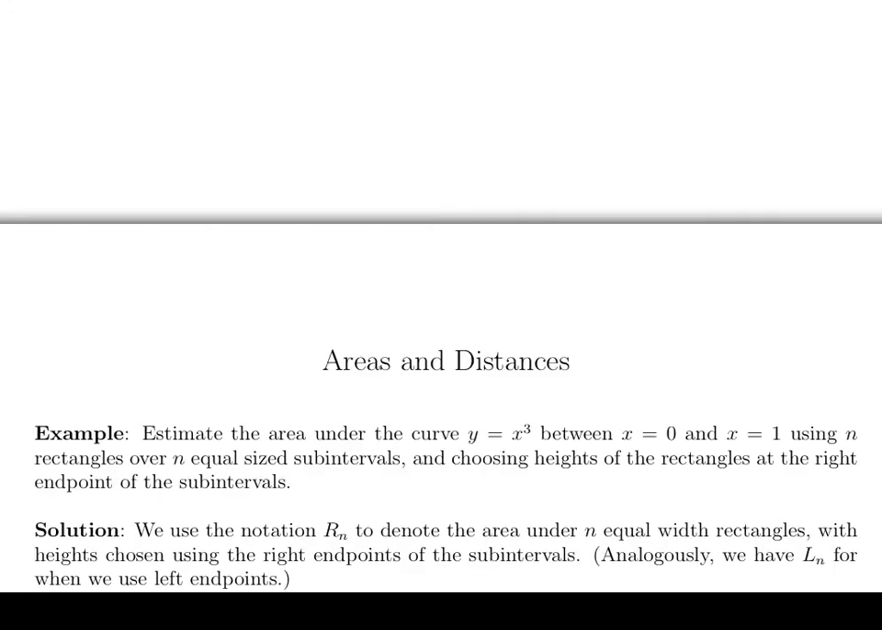Now let's introduce a little bit of new notation. We're going to use the notation R sub n to denote the area under n equal width rectangles with the heights chosen to be the right endpoint of the subinterval, R_n for right endpoint. And then, of course, analogously, we're going to have L sub n for when we use left endpoints. And of course, the n is going to denote the number of subintervals that we'll choose.